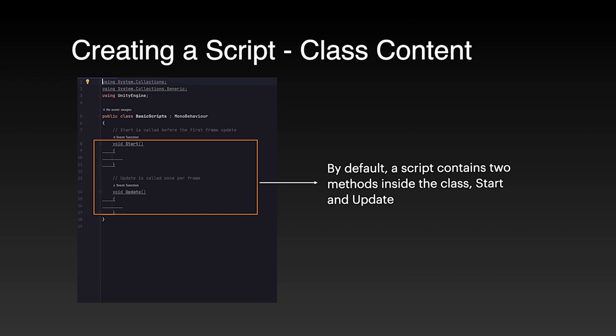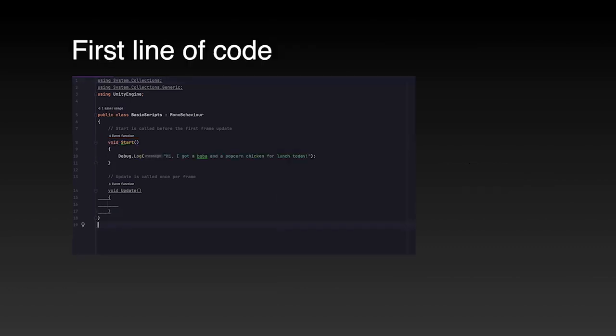So by default, a script contains two methods inside the class, Start and Update. And you can add more, right? But Start and Update are the two that normally we will use. So that's why it's default.